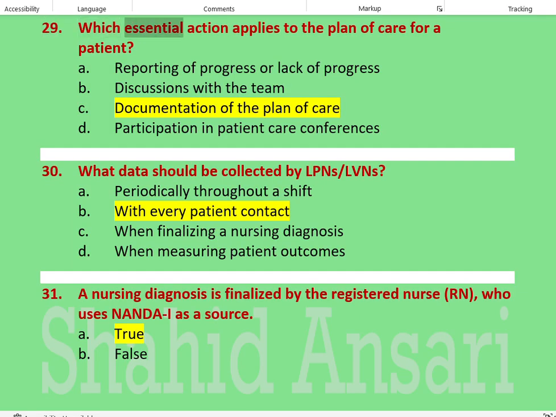29. Which essential action applies to the plan of care for a patient? A. Reporting of progress or lack of progress. B. Discussions with the team. C. Documentation of the plan of care. D. Participation in patient care conferences.